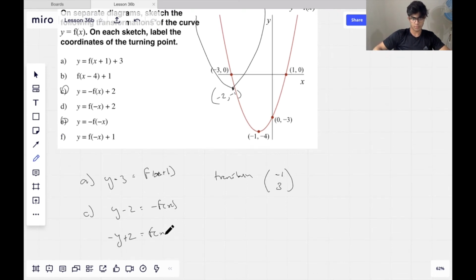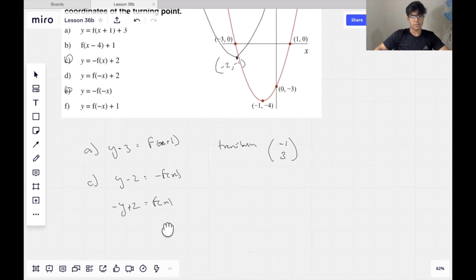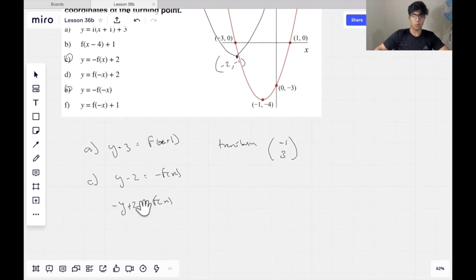So minus y plus 2 is equal to f of x. In this case, this is a bit weirder, right? What order do you do the transformations in? Do you do a reflection first, then a translation, or a translation, then a reflection? And I guess it's almost based on preference.